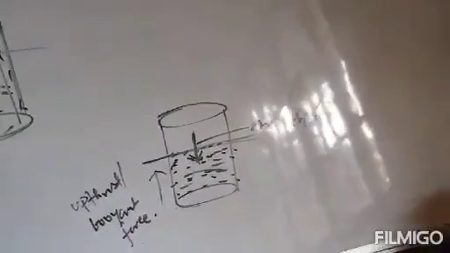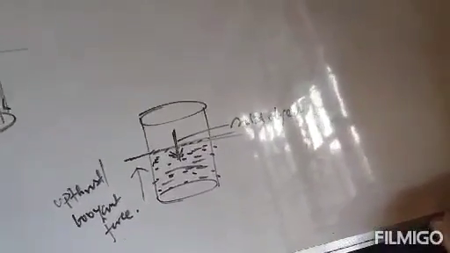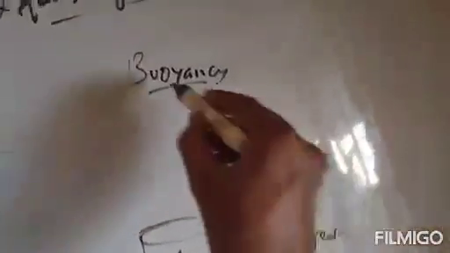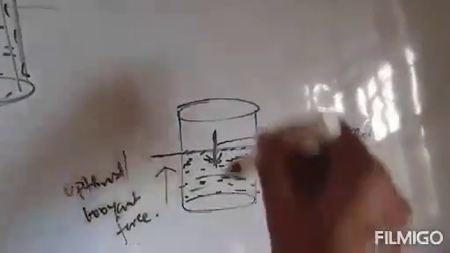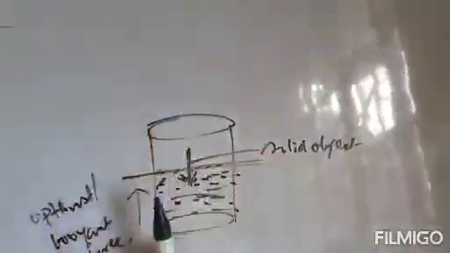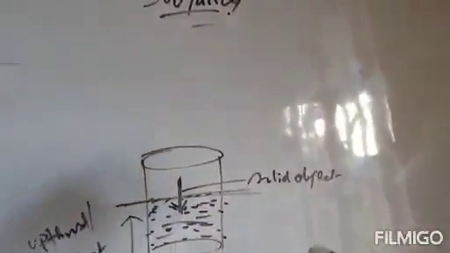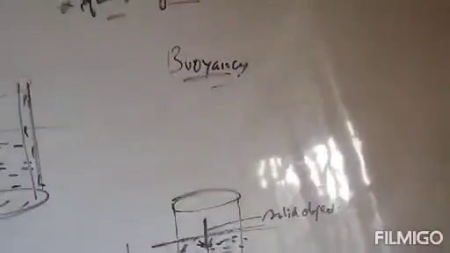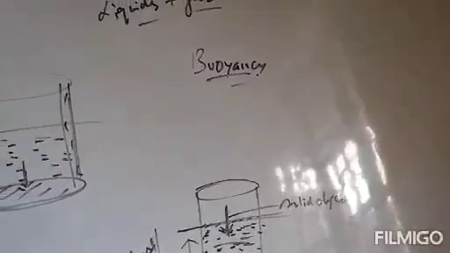And this phenomenon, this tendency of a liquid to exert an upward force when any object is immersed in it, is called buoyancy. Clear? Whenever you want to immerse a solid object in this liquid, the fluid will exert an upward force. That means it will resist the immersion of the object. That force is known as upthrust or buoyant force, and the tendency of that liquid is known as buoyancy. Clear? This is the general concept for any fluid.